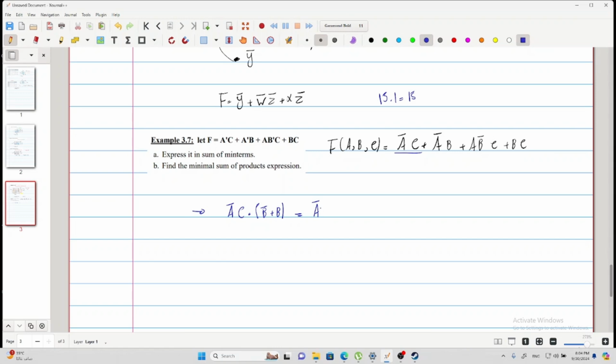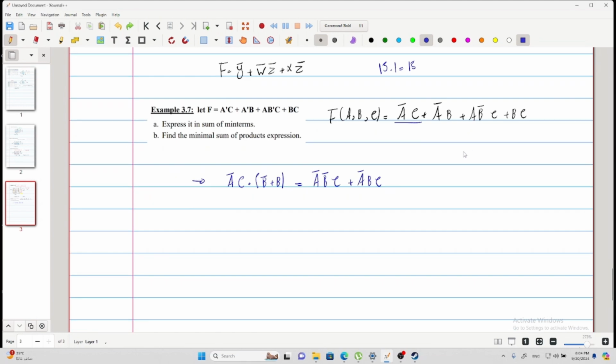That would make it A complement, B complement, C, or A complement, B, C. So that's it, we got it into this form. You see that each variable appears exactly once in each term. This is the definition of a sum of minterms, and we do it for each of these terms.